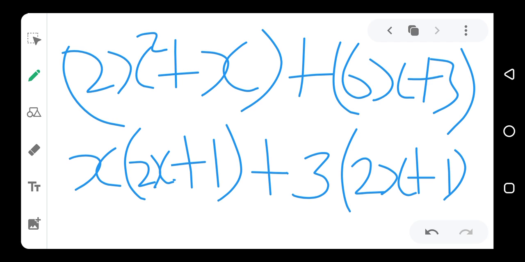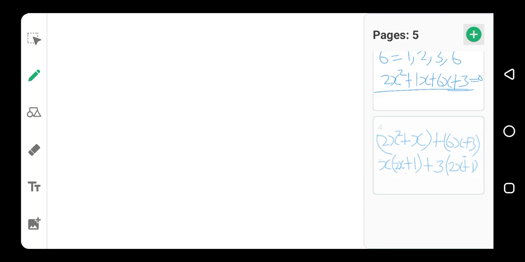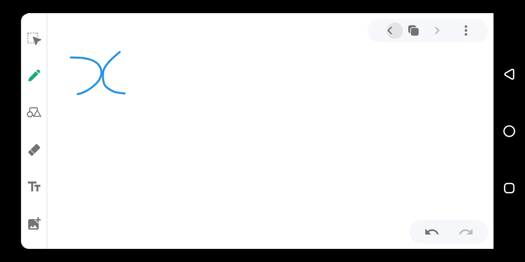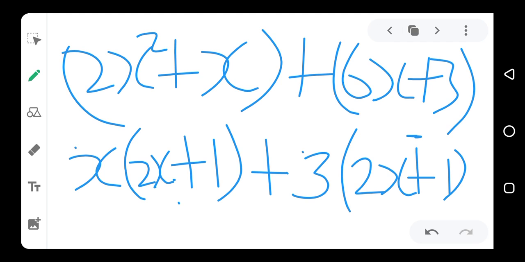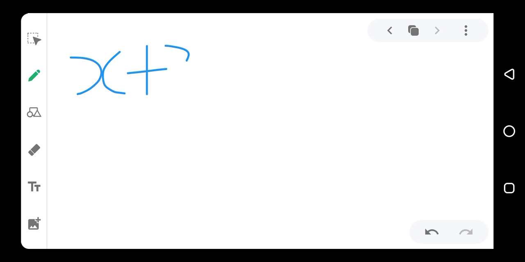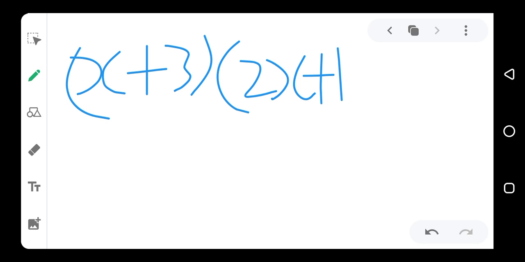Okay, so here we have the same value inside this bracket as the one inside the second bracket. So we collect the terms outside the bracket and take one of the brackets. In the first bracket, we have x outside, and in the second, 3, so we have x plus 3. Then we take one of the brackets, 2x plus 1. Everything is equal to 0.